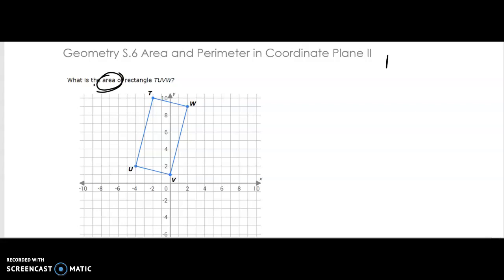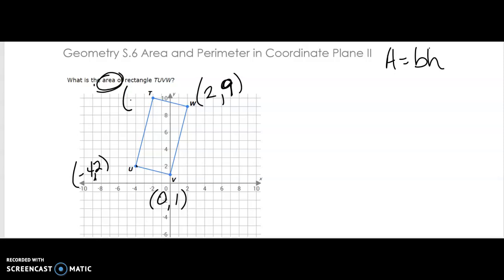So how do you find the area of a rectangle? Base times height. But we don't know what the base is, and we don't know what the height is because this base right here is slanted. So we're going to get into the habit of finding out where these are. U is at -4, 2. V is at 0, 1. W is at 2, 9. And T is at -2, 10.